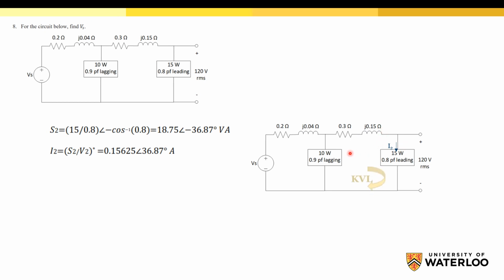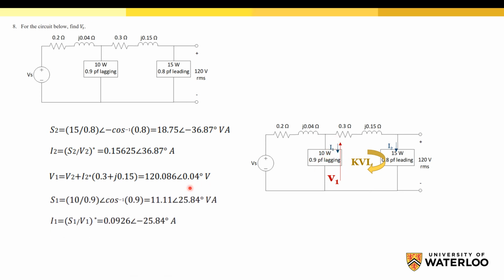So we can use a KVL to calculate the voltage across this load, and then do the same again, because now we know the voltage here and we know this S. We can calculate I1. Now we have I1 and I2. We can do a KCL at this point to calculate the source current. And finally, we can do a KVL at this loop to calculate the source voltage.